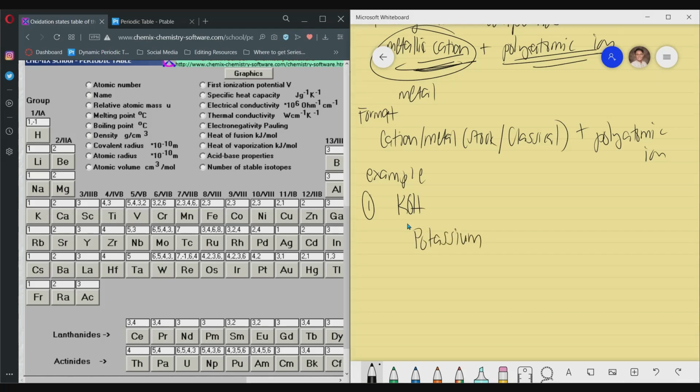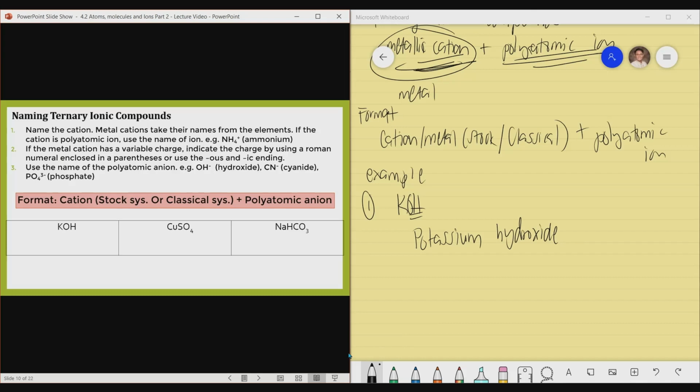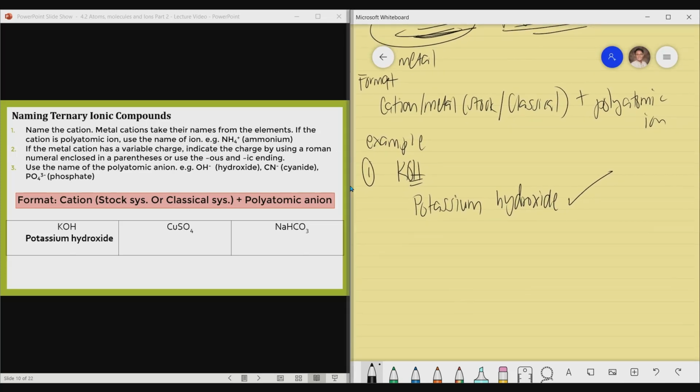Easy. And then second step, name of the polyatomic ion. Now, the polyatomic ion is actually what we call hydroxide. So, I will put hydroxide. Again, you can actually search for the name of OH in your content, or you can look for the name of OH on your periodic table at the bottom part. So, the answer here is potassium hydroxide. Ganun lang.